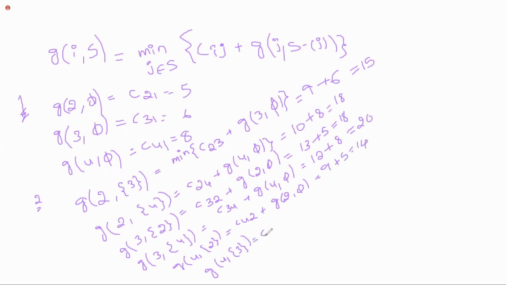Next, C43 plus G of 3 comma empty. C42 is 8, ma'am. C43 is 9. No, C43 is 8. This is 8.